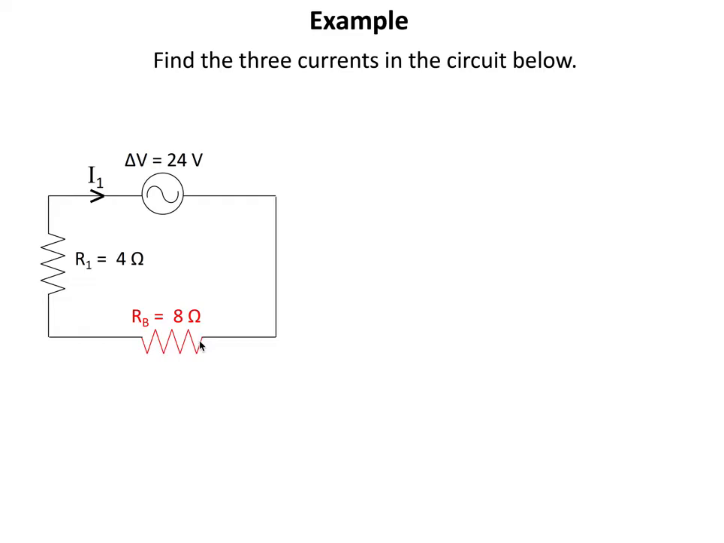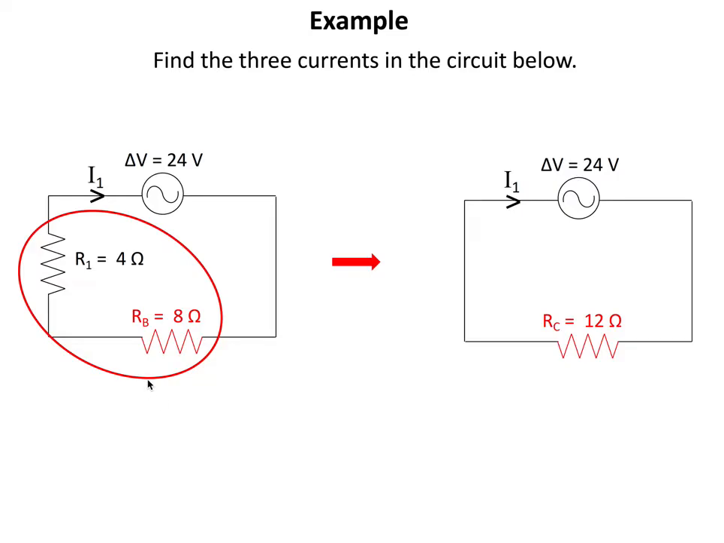So now we can immediately recognize that these two remaining resistors, R1 and RB, are connected in series. We can compute the equivalent resistance, which will be just the sum. It's 4 plus 8, and we will obtain 12 ohms. Very good. So we now know the equivalent resistance of this circuit in total, right?